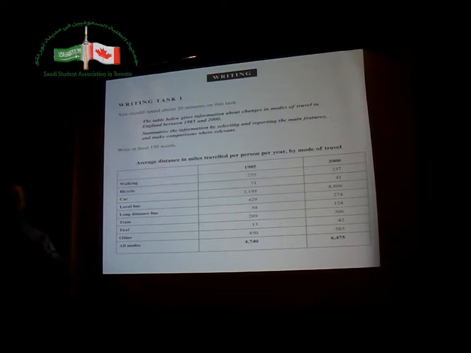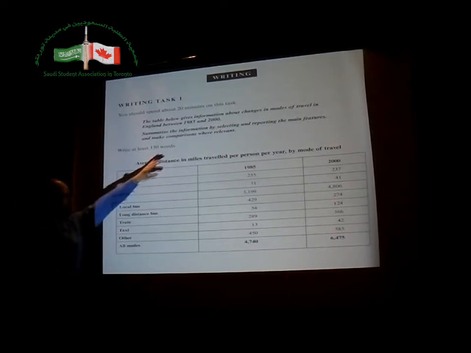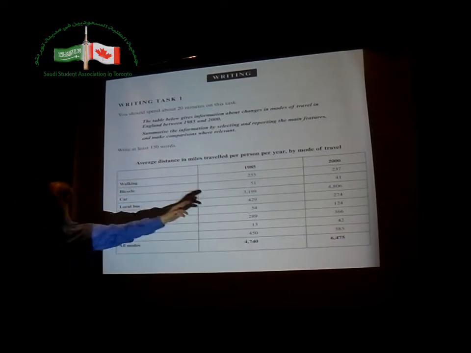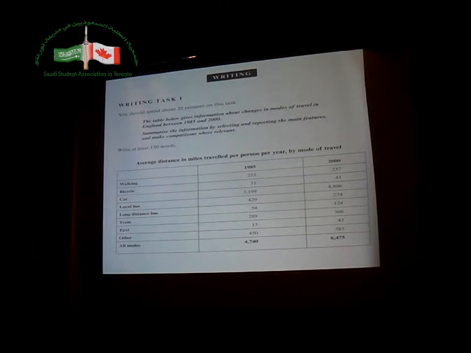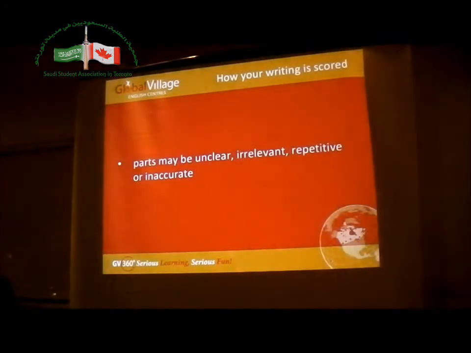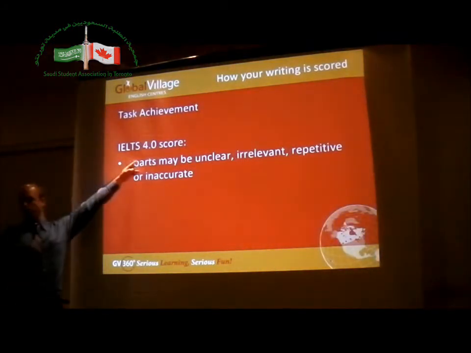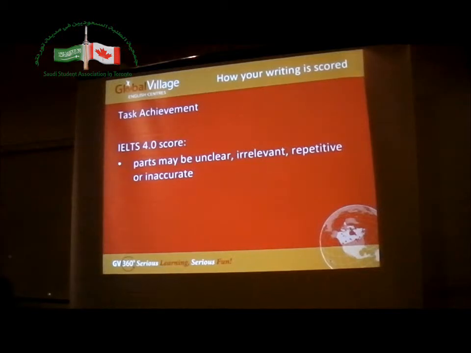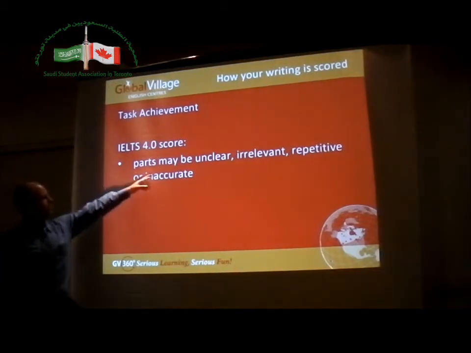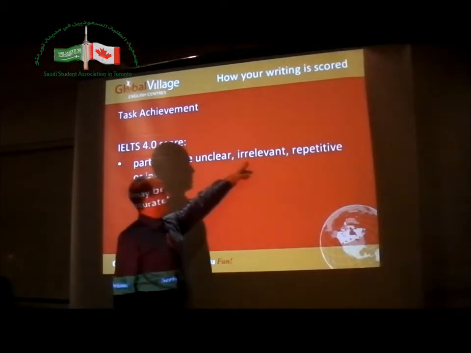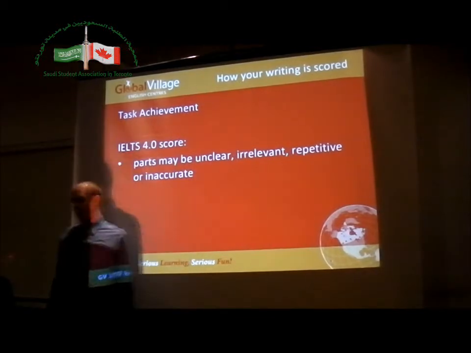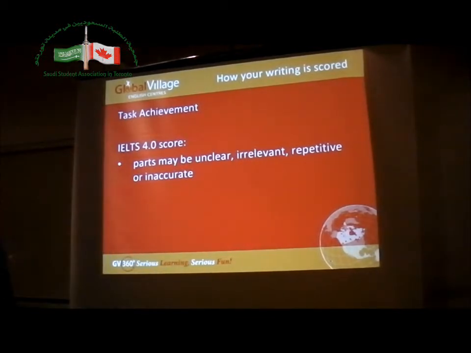So let's take a look at what happened because he missed that. IELTS 4.0. How many people want 4.0? Nobody, right? Parts may be unclear, irrelevant. This is definitely irrelevant. There's nothing talking about numbers of people. Okay, so this actually gets him closer to an IELTS 4. So let's look at a possible scoring for this essay.